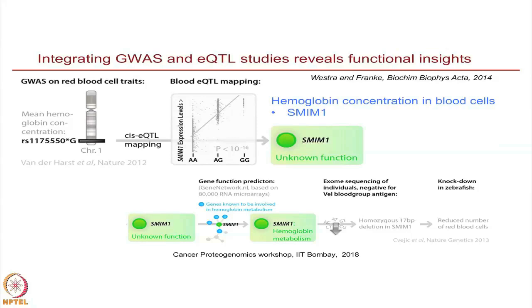But what they did was, through some gene network analysis, which I'm going to talk about later in the next lecture, they found this gene is particularly associated with the hemoglobin metabolism genes in the network, indicating it might have a similar function in that process. And then through some functional experiments in humans and also in model organisms, through deletion experiments, they demonstrated a causal relationship between this gene expression and the phenotype of interest. So this shows the power of doing the cis-eQTL analysis.